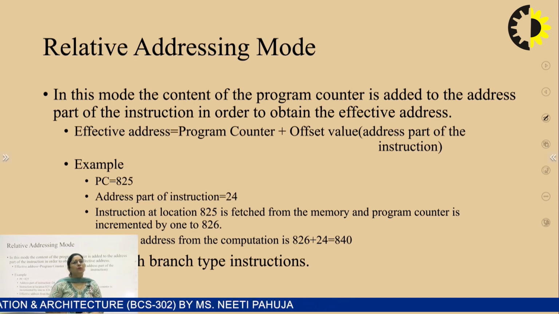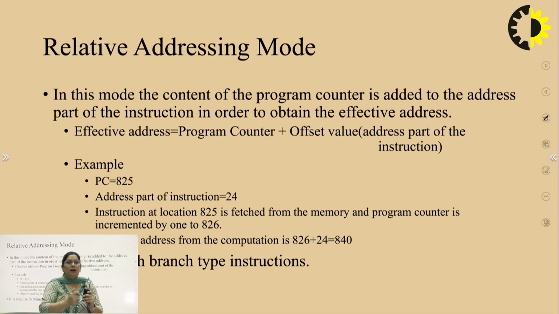I have a sequence of instructions, so the program counter is an address register that holds the address of the current instruction being processed, and I need to have the address of the next instruction also saved in my memory. So it is the program counter that keeps the address of the next instruction which is being executed. In this mode, the content of the program counter is added to the address part of the instruction in order to obtain the effective address.